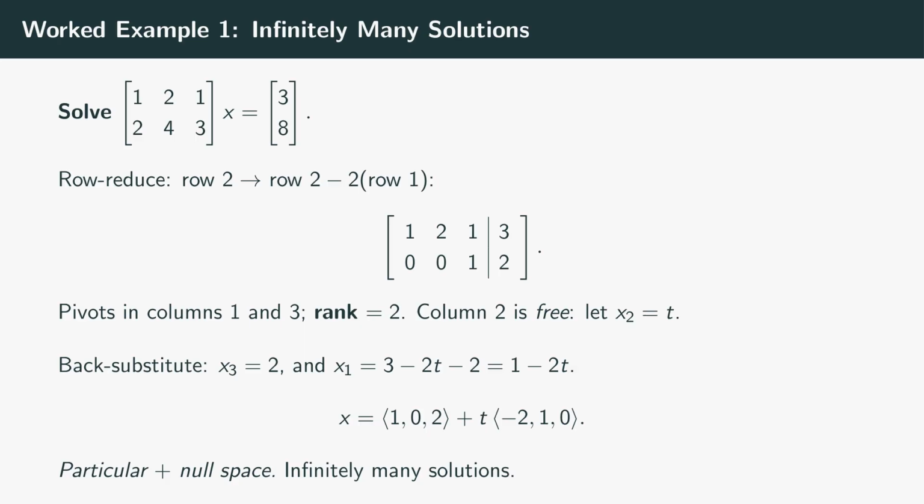Set x2 equal to a parameter t. Back substitute, the second row says x3 equals 2. The first row says x1 plus 2t plus 2 equals 3, so x1 equals 1 minus 2t. Writing the answer as a vector, x equals the vector 1, 0, 2, plus t times the vector negative 2, 1, 0. That is exactly the structure theorem made visible, a particular solution, the first vector, plus a null space direction, the second vector, scaled by any t. Because t runs over all numbers, there are infinitely many solutions.